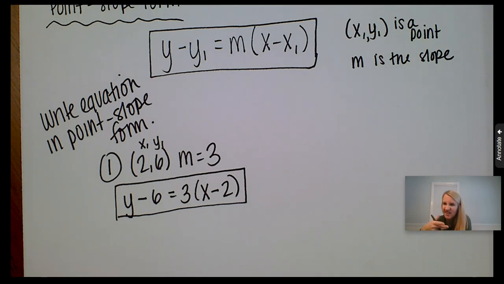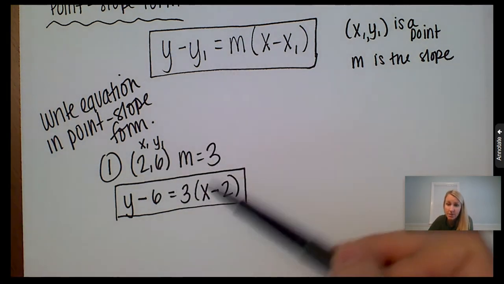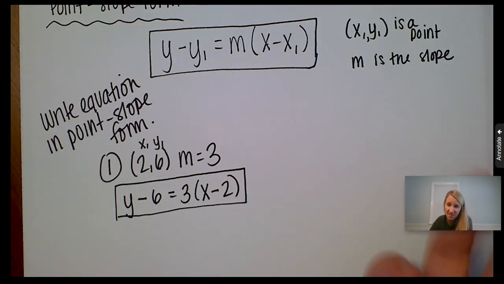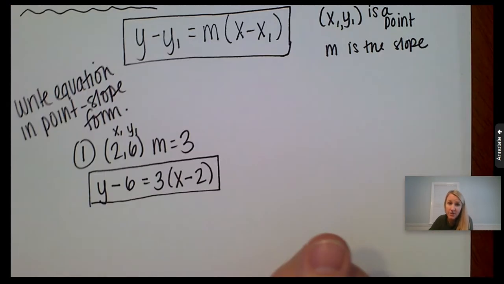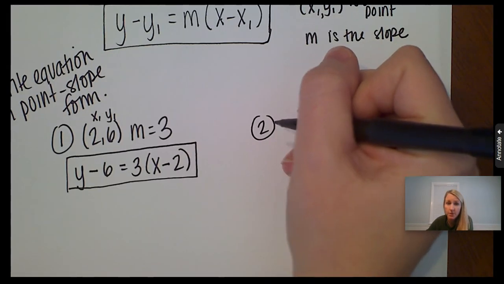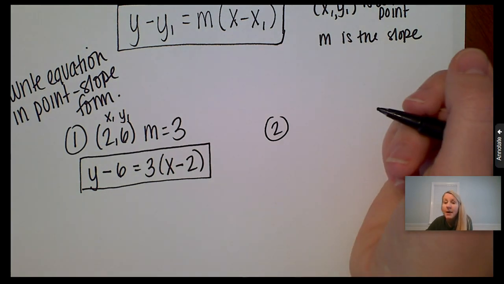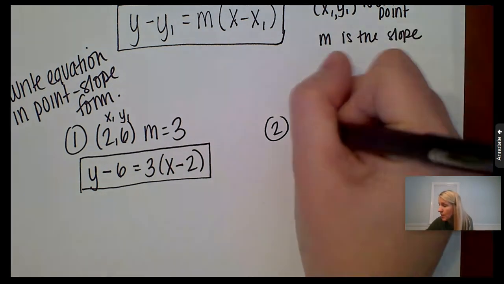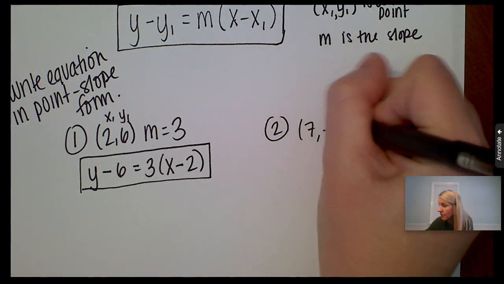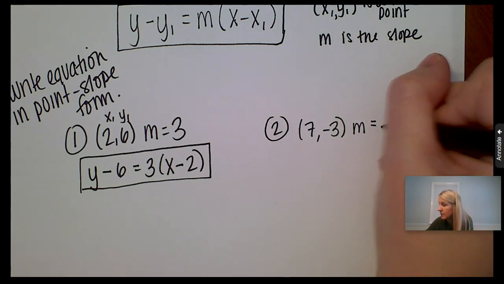I like it because you don't have to do anything fancy. Once again, a point is your x1 and y1, and the slope is your m. When you see those in the equation, you just plug them in. That would be my answer for number one. So number two, similar. Let's say I have the point (7, -3) with a slope of 1/4.